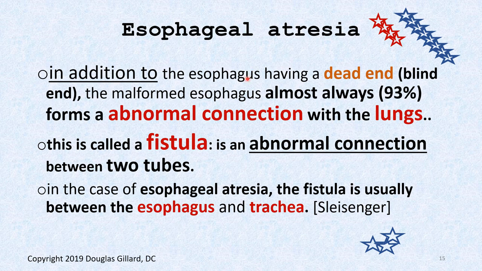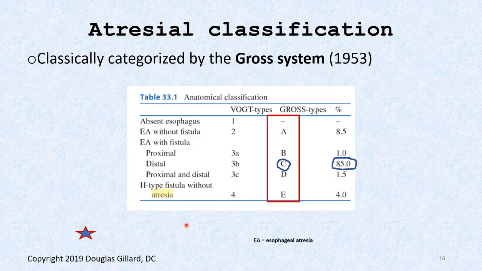So in addition to that dead end, which is kind of the atresia, the dead or blind end, about 93% of them have a second abnormality. What is that abnormality? It's an abnormal connection with the lungs. So this is called a fistula when the esophagus connects to the lungs. Esophagus is not supposed to connect to the lungs, right? So they are usually born with two of these defects. And with the case with esophageal atresia, we can tell you the fistula is usually between the esophagus and the trachea itself, not the lung tissue.